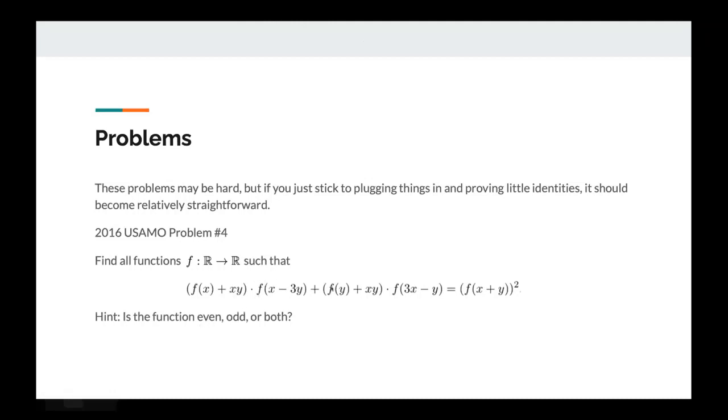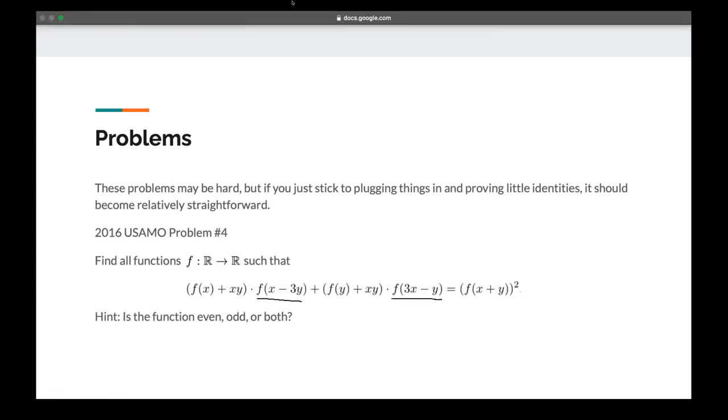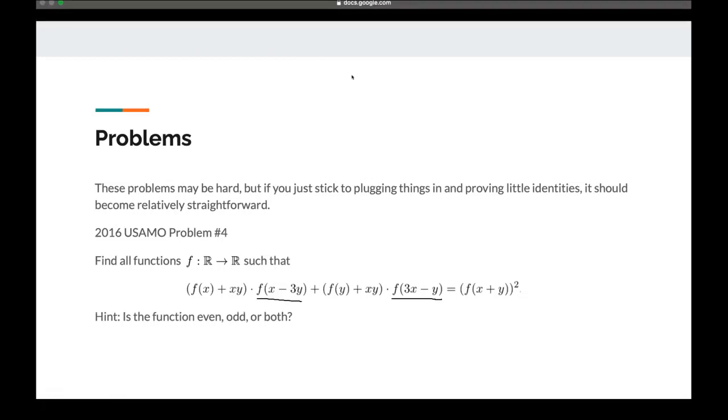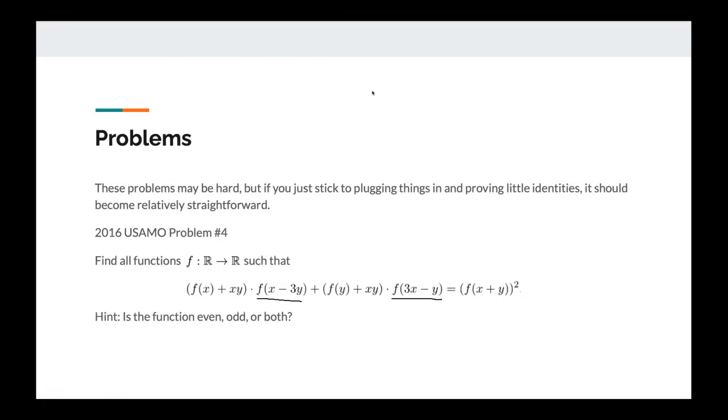So if you look at the equation, it looks symmetric except for one problem. It's that the function that it's multiplied by, so this part and this part, is not symmetric, and it's different by sign. So at the end, it should be pretty intuitive that it is an even function. So now let's go about trying to prove that.